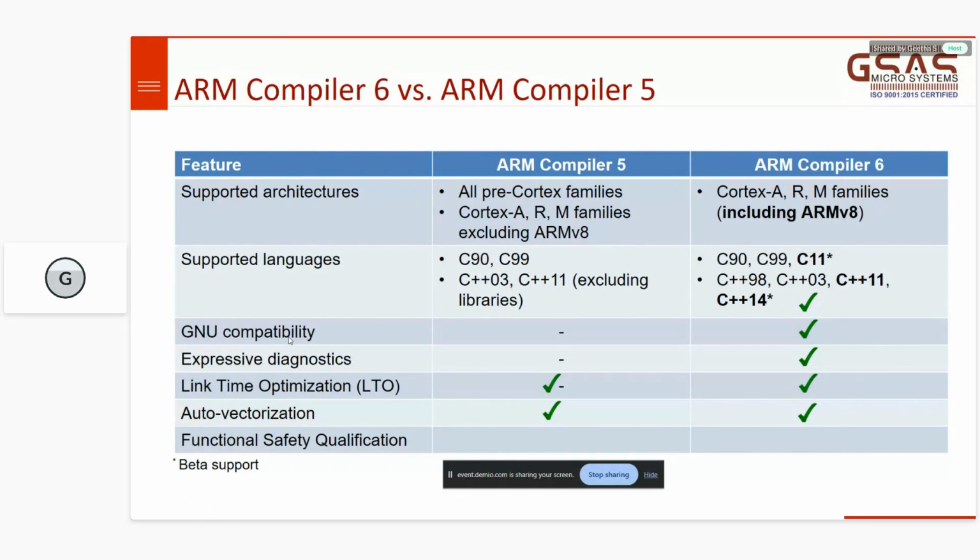And the assembler which goes as part of ARM compiler 6 is nothing but the gas assembler, which is the GNU assembler itself. When I talk about compiler 6, don't think it's only a compiler, it's an entire tool set: compiler, assembler, linker, library, everything.